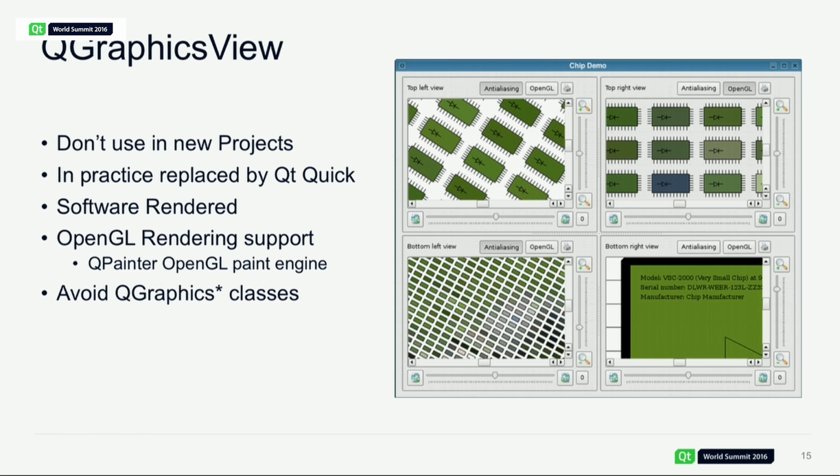By default, this is software rendered. It was possible to accelerate it with OpenGL by setting the viewport of the graphics view to OpenGL. But really, that just meant that it was using the OpenGL paint engine of QPainter, which was a really terrible way to do OpenGL. So in general, we just say, if you're using graphics view now, that's fine for now. But if you're doing a new project, use QtQuick. Every use case for graphics view has been superseded by QtQuick 2. And that also means that any classes that start with QGraphics, just avoid them.